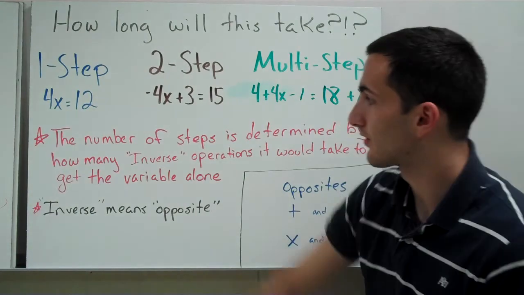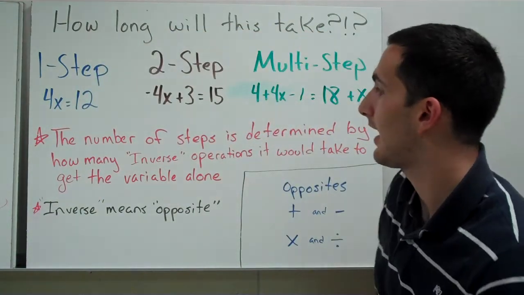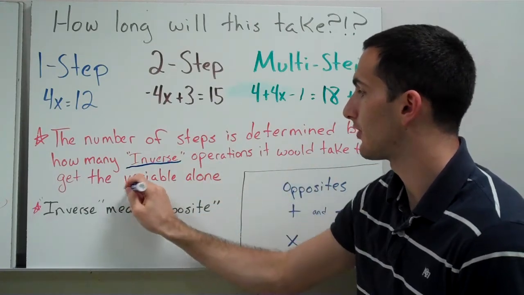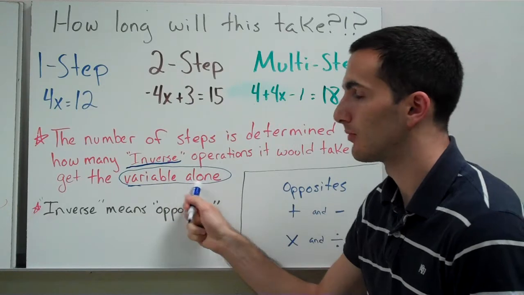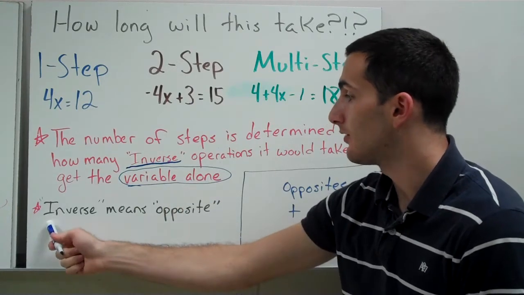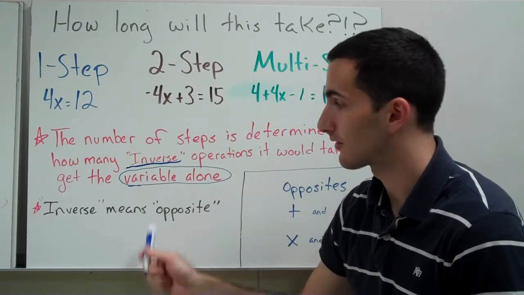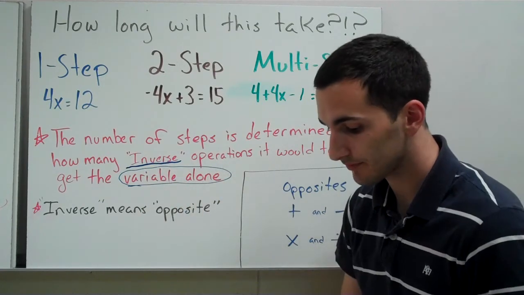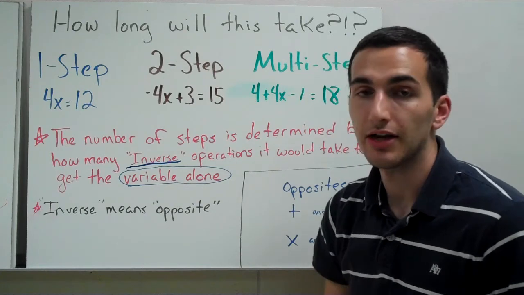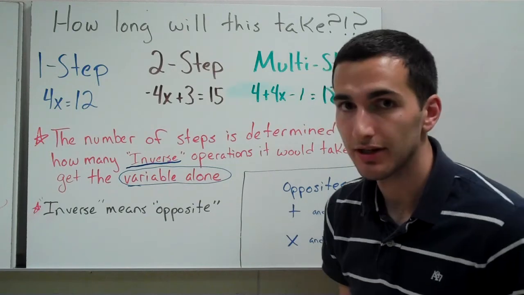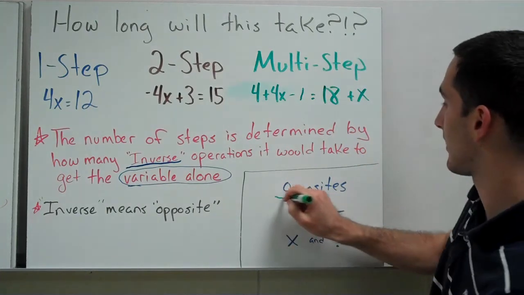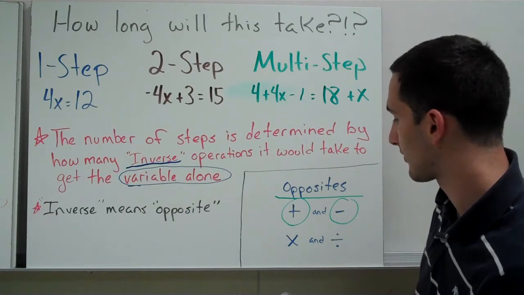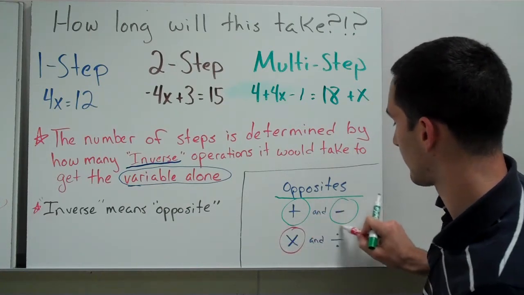The key to this, though, is the number of steps is determined by how many inverse operations it would take to get the variable alone. We always want to get our variable alone. Inverse means opposite. Okay, so inverse operations means opposite operations. Now, just a quick review of what opposites are in math. Opposites look like this. The opposite of addition is subtraction, and the opposite of multiplication is division.